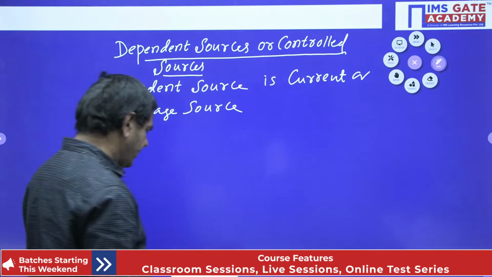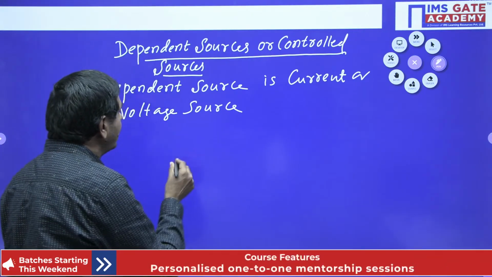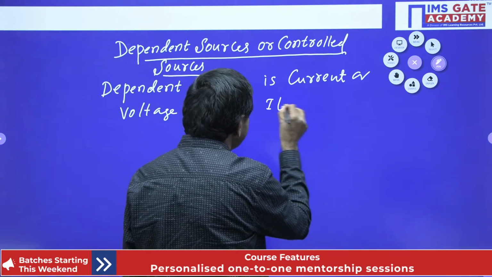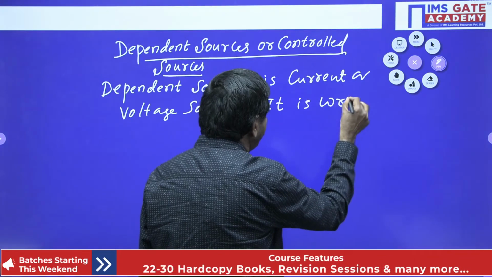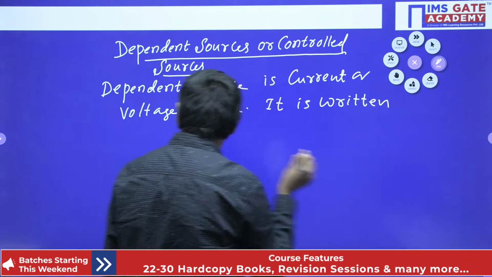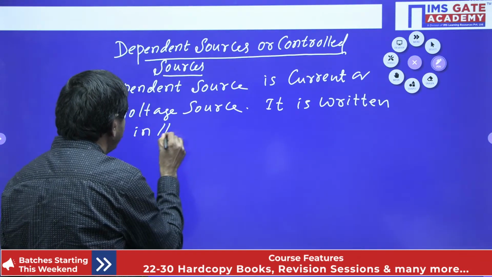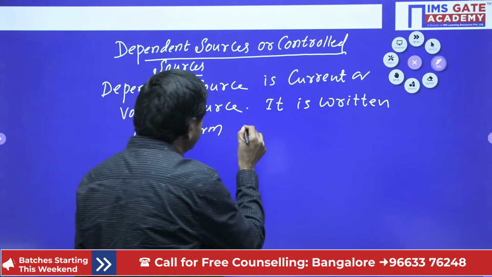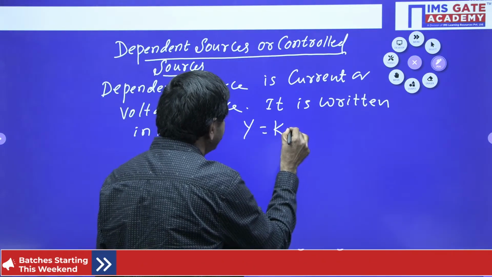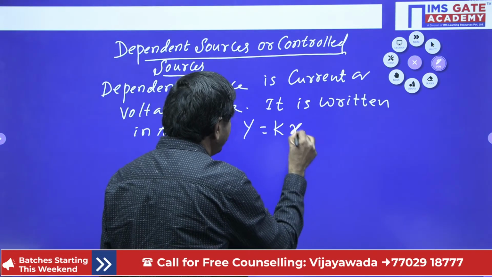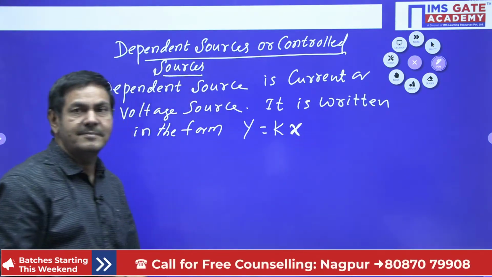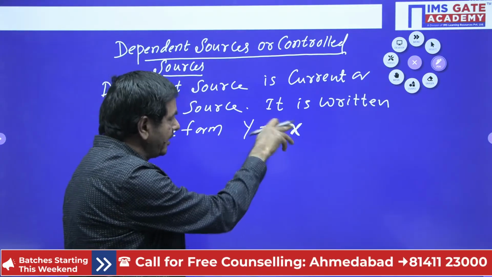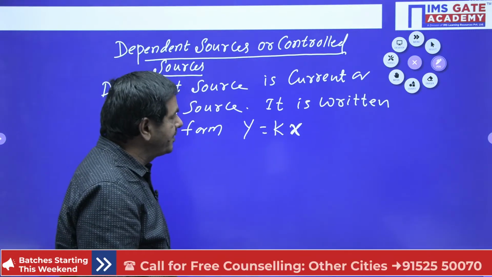But mostly this dependent source will be drawn in the form y equal to Kx. They will write like this, y equals Kx. That form they will write. The y may be a voltage or current, and x may be a current or voltage. That means the y may be a current or voltage.